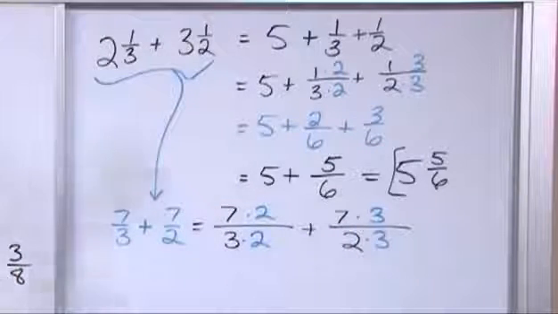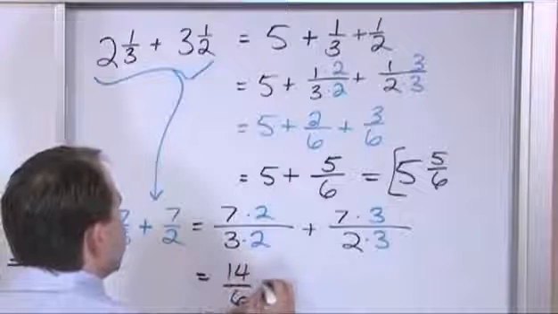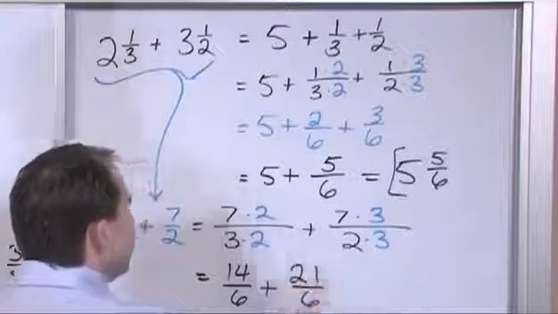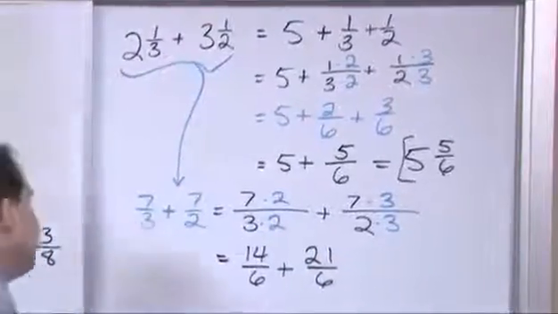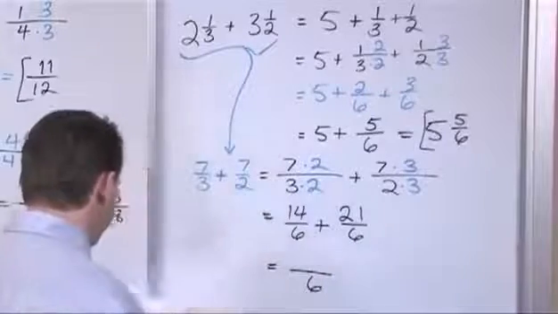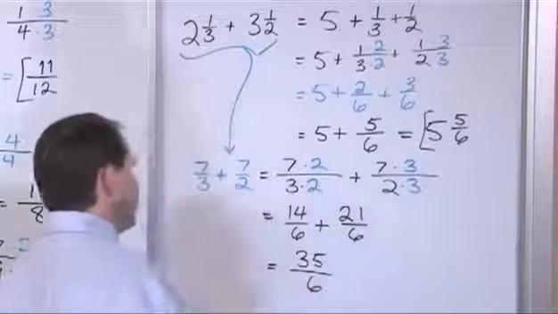So when I do that, I'm going to have 7 times 2 is 14 over 6, plus 7 times 3 is 21 over 6. So I have the same common denominator. So I'll keep it, 6. And 14 plus 21 is 35. So I'll write that down. 14 plus 21 is 35.